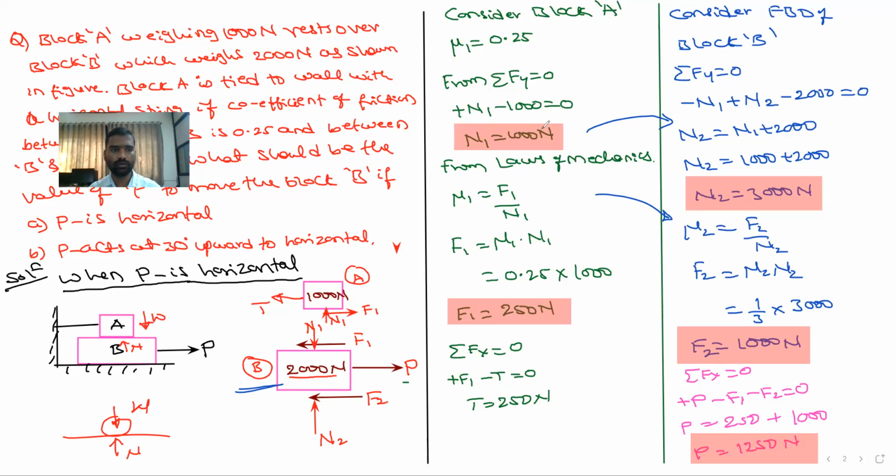Case B is homework for you. Same problem, but instead of horizontal P, there is a P which is acting at an angle of 30 degrees. That will be homework for you. I will give you the answer. You have to solve that and come.